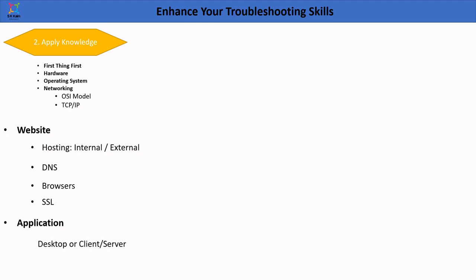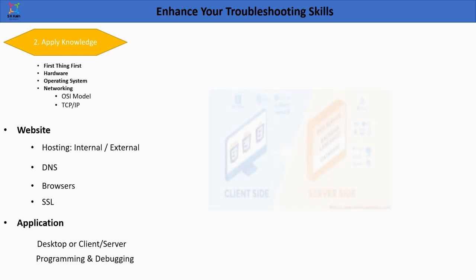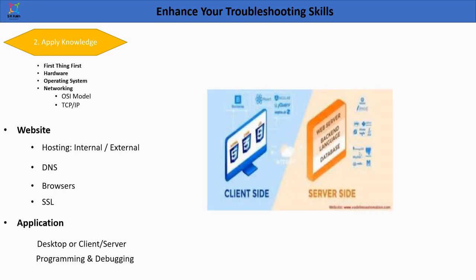And when you are troubleshooting a problem which relates to a particular application, you need to understand how this application is designed, whether it is a desktop-based application or a client-server application. In a client-server application, you have the front end and the back end. The front end is what is accessible to the user, what the user sees on their system, and the back end is the database or the code which runs on the server side. And then you also need to understand how this front-end code connects to the back-end code or the back-end server.